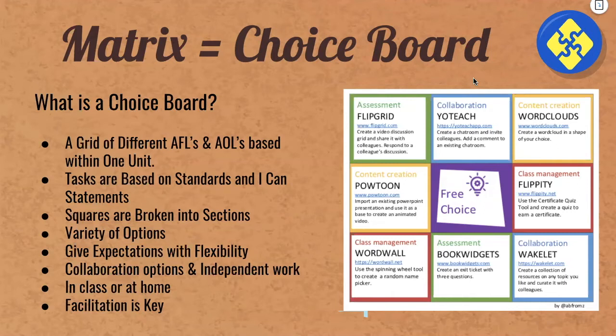I found the most success when allowing for collaboration in the board, finding different sections where I would say this particular type of AFL or OL, mostly AFL, is collaborative. So find partners to do this. And then you also have independent work that you'd have there as well.